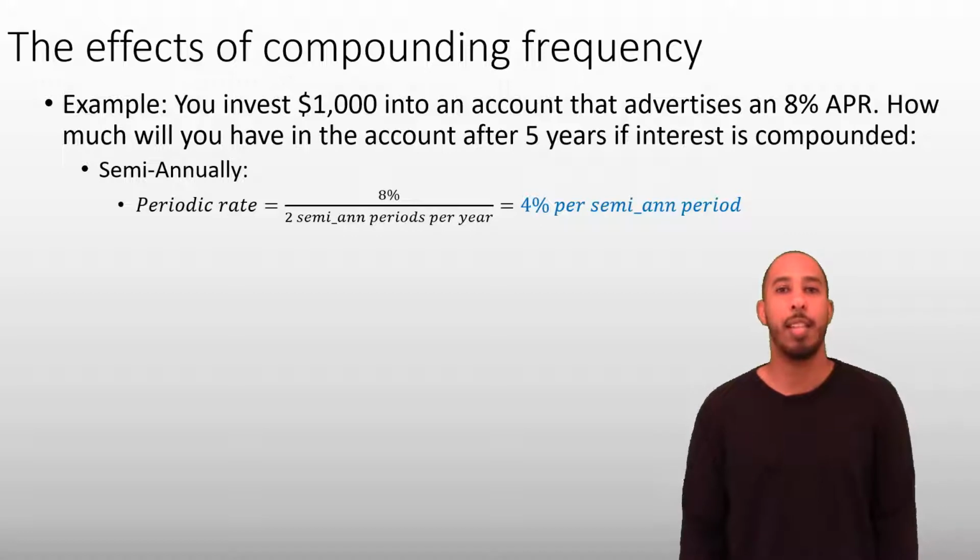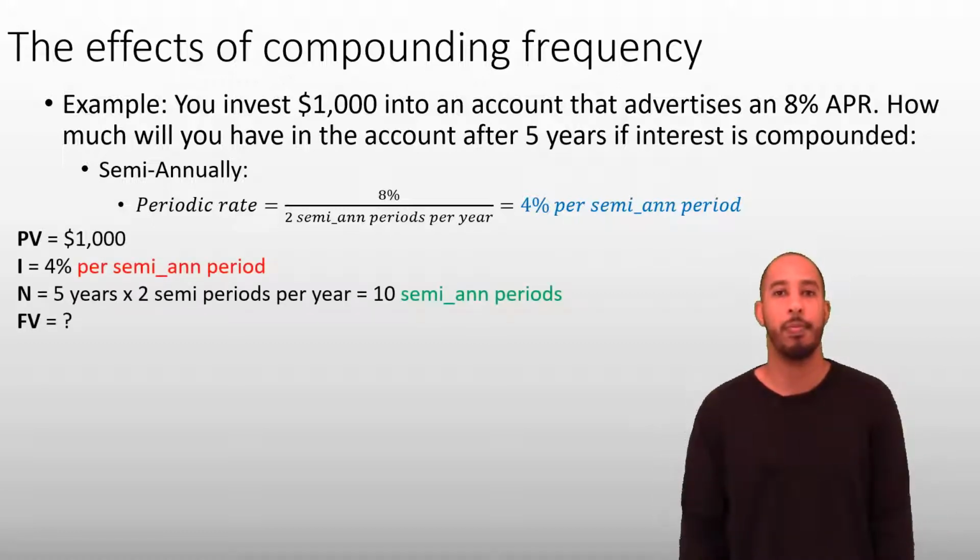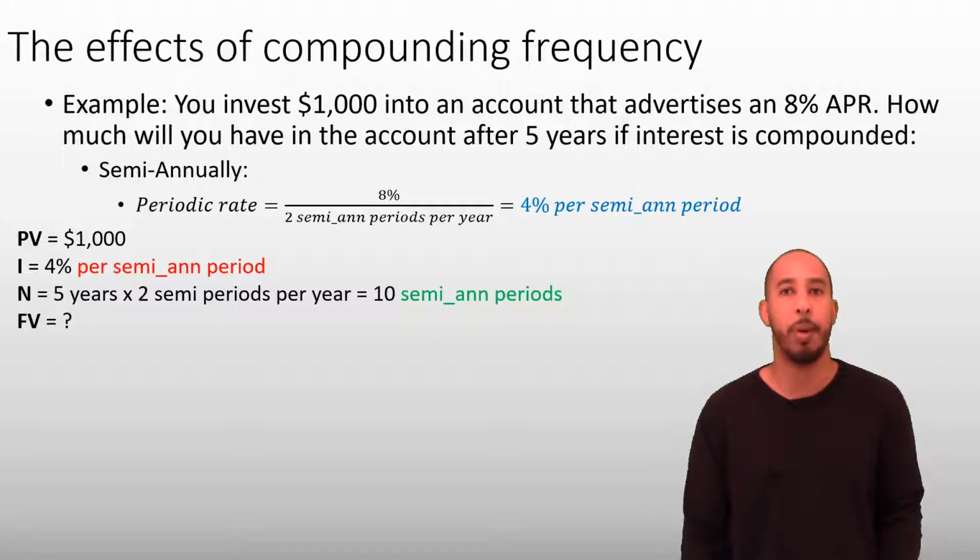Since interest is compounded semi-annually, that means we need a semi-annual rate. We take the 8% APR and divide it by 2 semi-annual periods per year. And that gives us a periodic rate of 4% per semi-annual period. Now we can compute the future value of this investment. We're going to start off with $1,000, so that's going to be the present value. The I is going to be the 4% semi-annual rate we just solved for. And N will be 10 semi-annual periods.